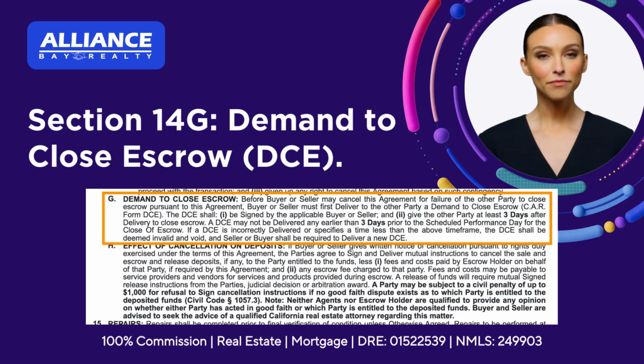Section 14G. Demand to close escrow, DC. Before either party cancels because the other side didn't close escrow, they must 1. Deliver a demand to close escrow, DCE, using the CAR form. 2. The DCE must A. Be signed by the party sending it. B. Give the other side at least 3 days after delivery to close escrow. C. Not be delivered earlier than 3 days before the scheduled COE date. If a DCE is incorrectly delivered, wrong timing, not enough days, it's invalid and a new DCE must be delivered.